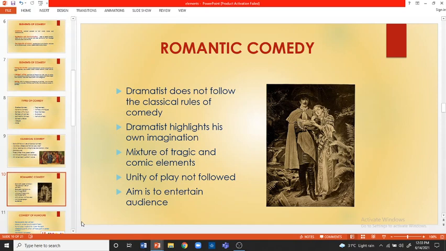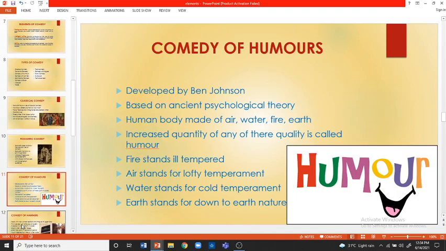Thomas Lodge's Rosalind, Shakespeare's As You Like It and Much Ado About Nothing, and Walt Disney's Cinderella are examples of romantic comedy. I think all of you have learned romantic comedy. That was lesson one. I also repeat that you should listen to or watch this video again, which helps you in understanding.